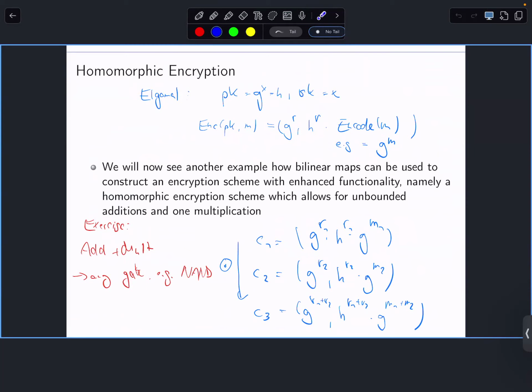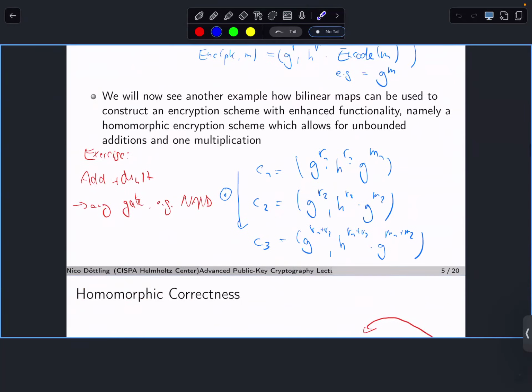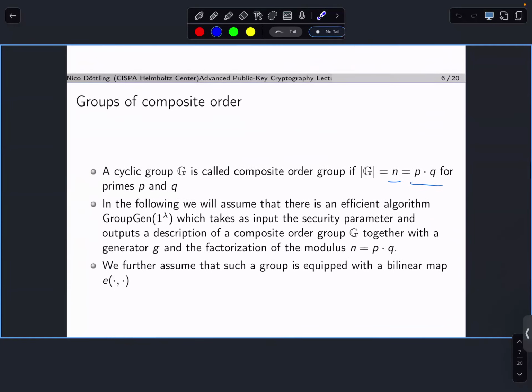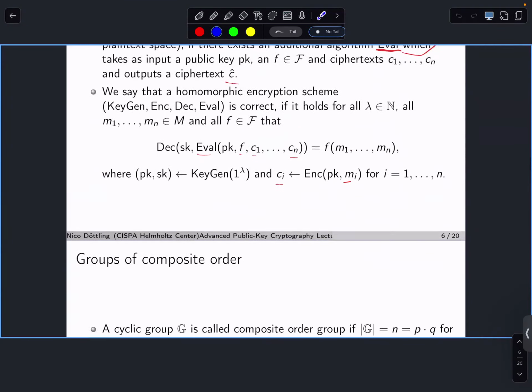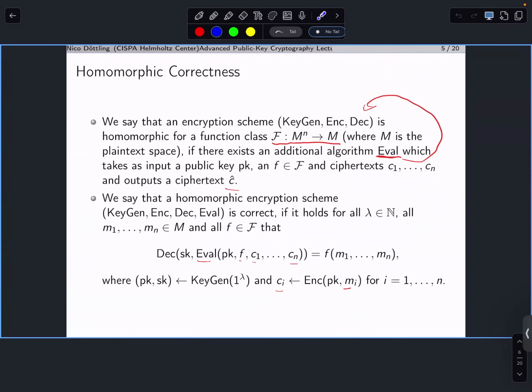The example I gave here was something like basic elections, where we just want to do a homomorphic tally of encrypted votes. Okay, but we're going to look at homomorphic encryption with somewhat more power than just additive homomorphism.